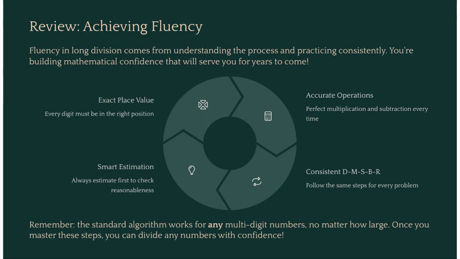Remember, achieving division fluency isn't about memorizing every answer. It's about mastering the process. Practice the DMSBR cycle until it becomes automatic. Always focus on lining up your digits correctly to maintain accurate place value. If you consistently apply the standard algorithm steps, you will be able to solve any multi-digit division problem quickly and accurately.